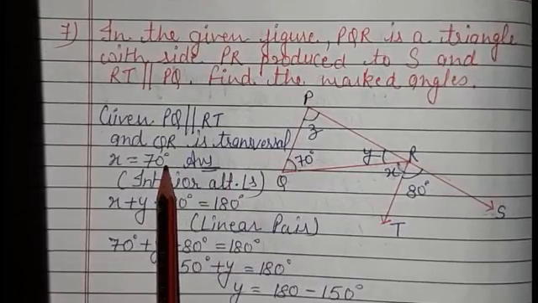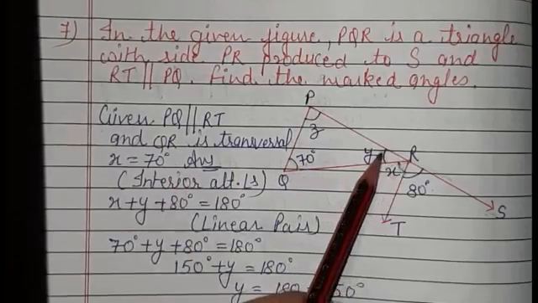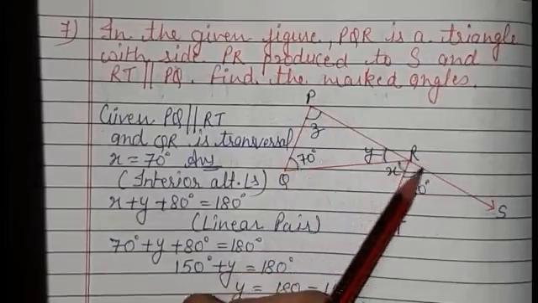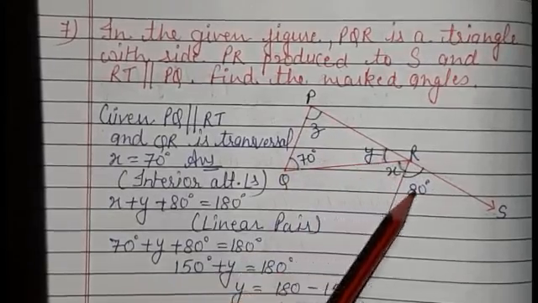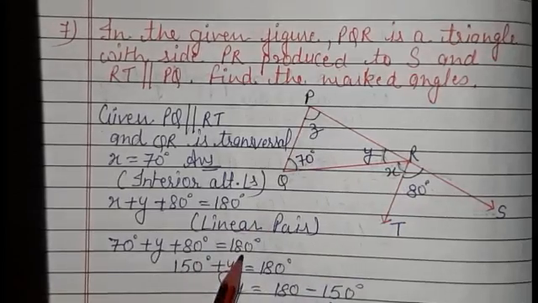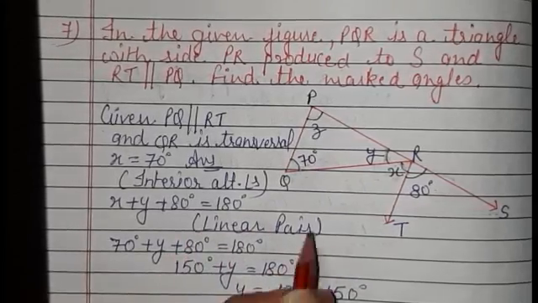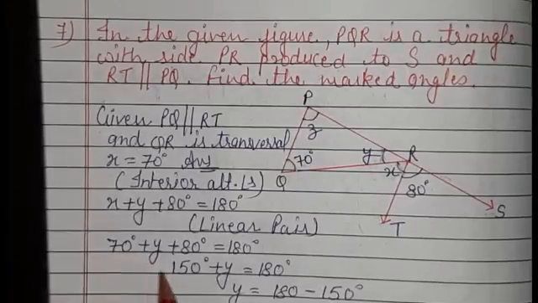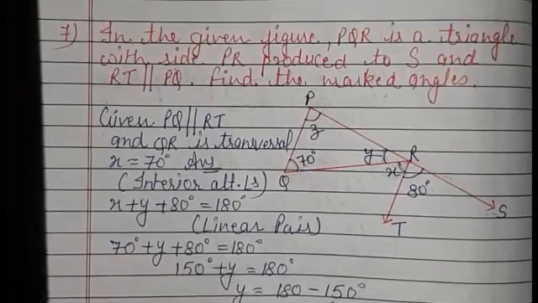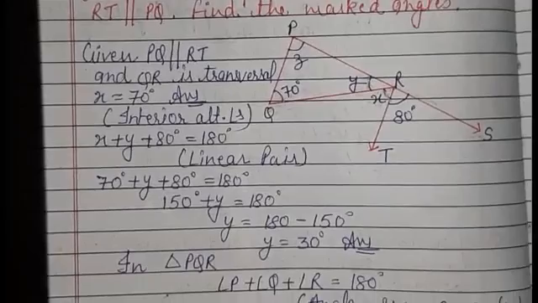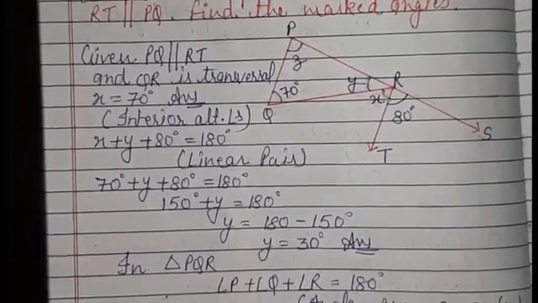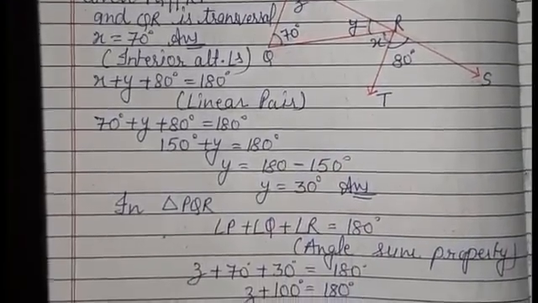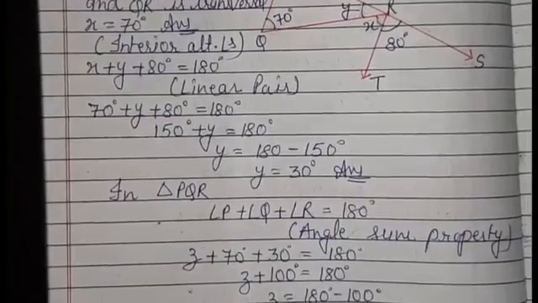Right? First answer. Now you can calculate Y angle because this is a straight line. So angle X plus angle Y plus 80 degree is equal to 180 degree because of linear pair. Put the value of X, that is 70. Calculate Y. It will come 30 degree.